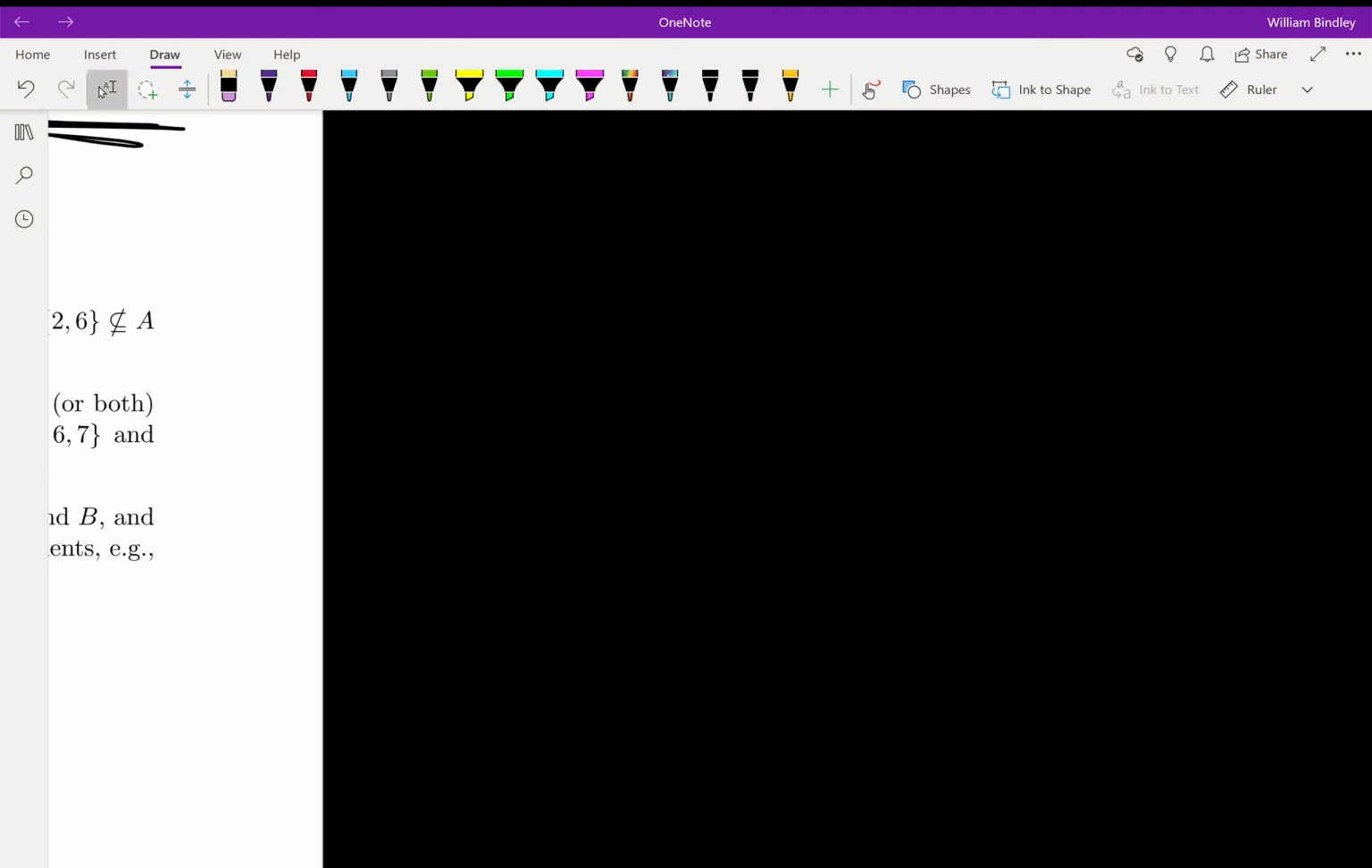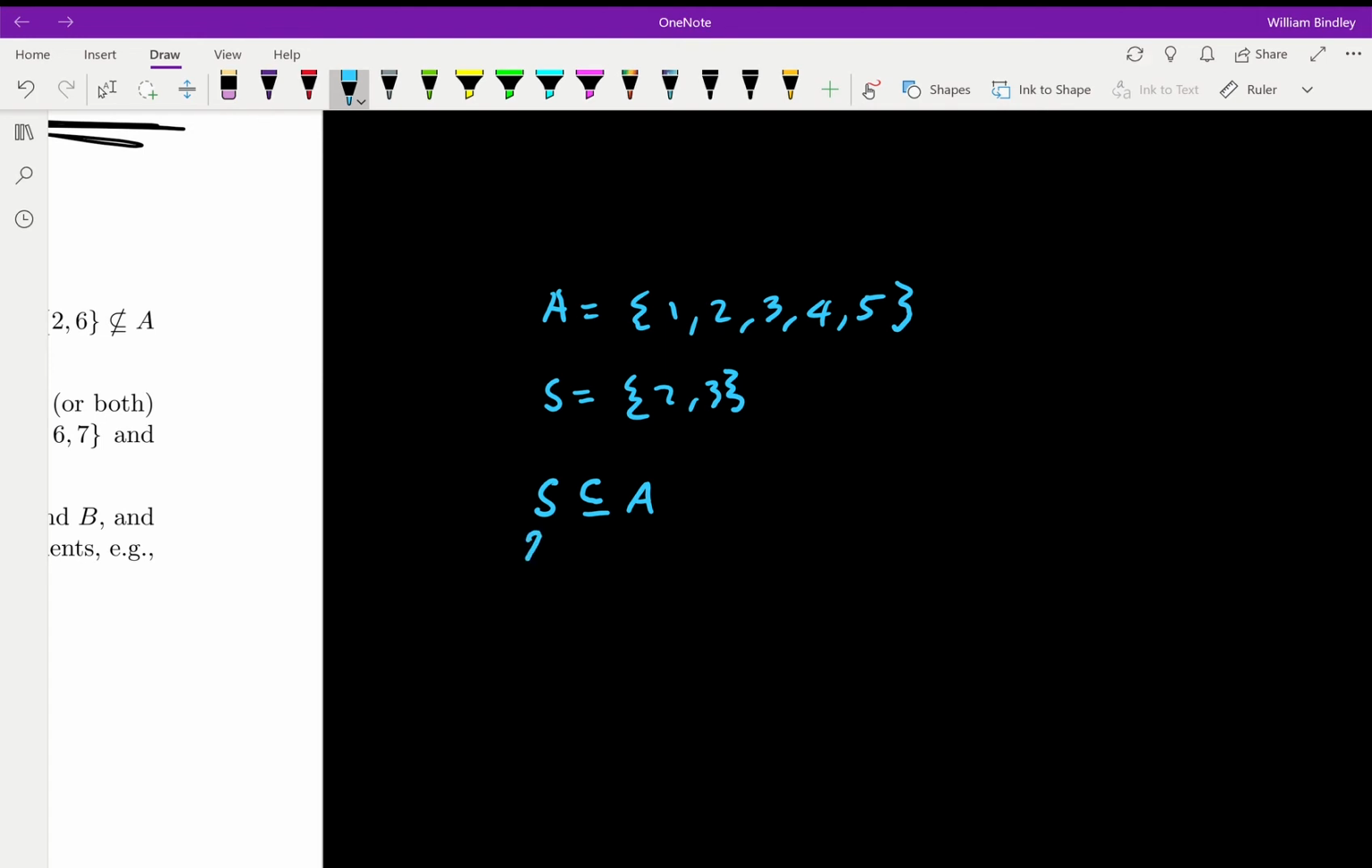Okay, so recall that this was our set A, and it equaled {1, 2, 3, 4, 5}. So it contained these elements, right? And this set, let's call it S, equals the set {2, 3}. Okay, so S is a subset of A. That looks a bit like a less than or equal to sign, so I'll just make it a bit more curved. Okay, so S is a subset of A, and what this is really saying is that every element in S is also in A.